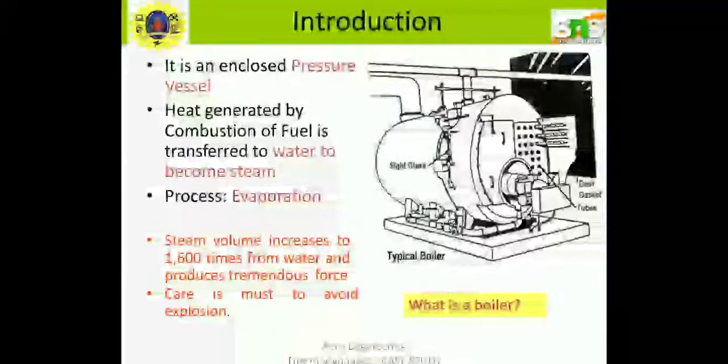A boiler is an enclosed pressure vessel. Heat generated by combustion of fuel is transferred to water to become steam. This process is called evaporation. Steam volume increases to 1600 times that of water and produces tremendous force. Care is a must to avoid explosion.